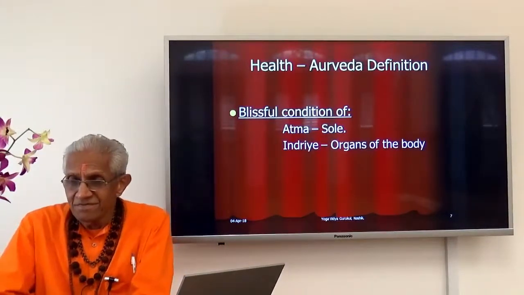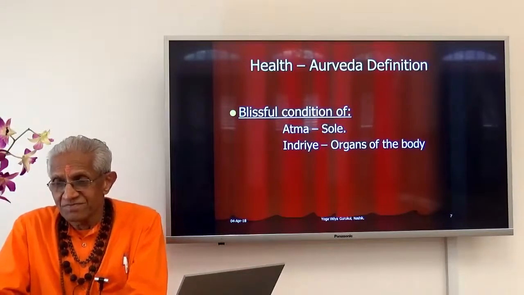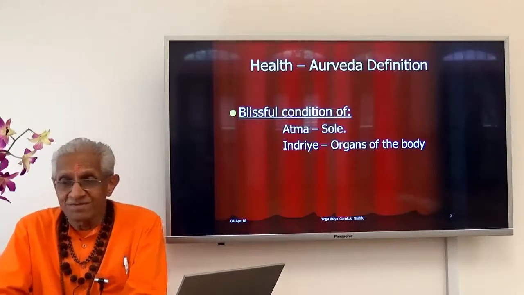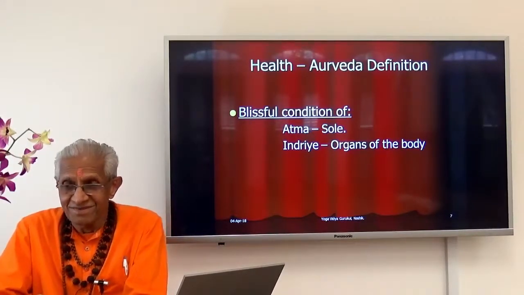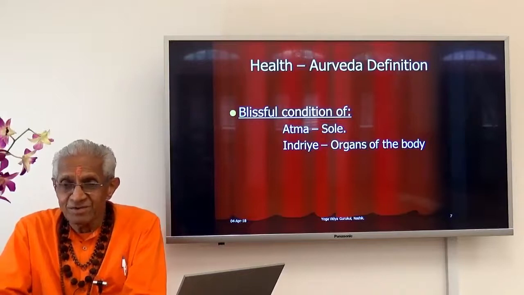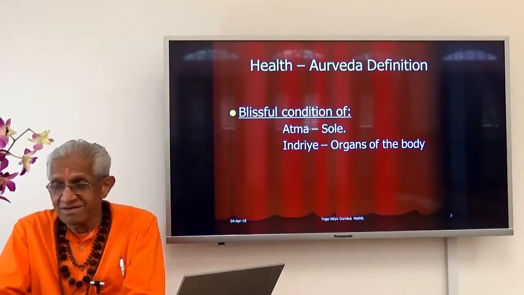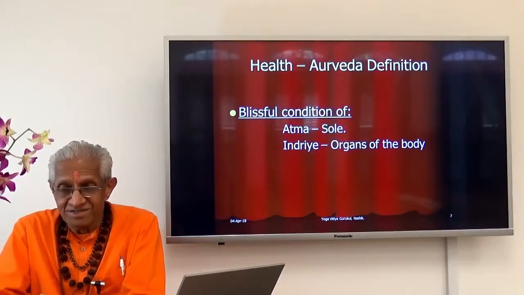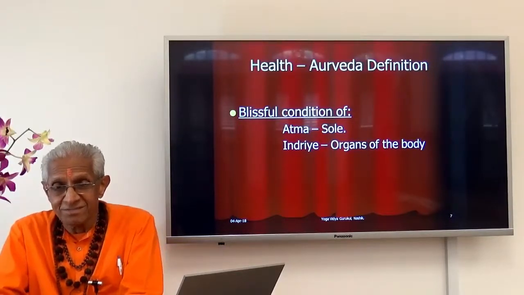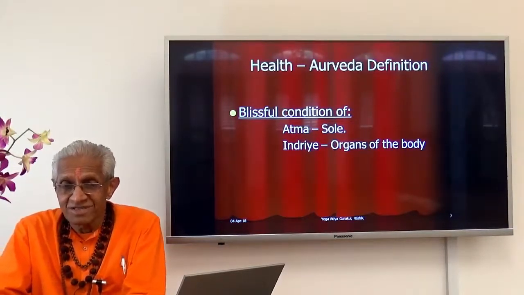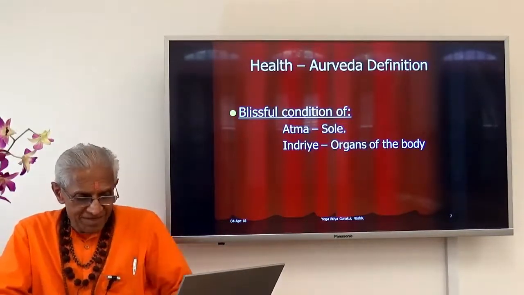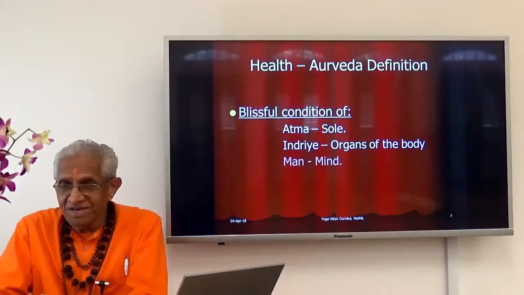Then Indriya is organs. Each and every organ, each and every component of the body must be in a blissful condition. If it is balanced, it is okay. That's a mechanical arrangement. But bliss is a mental status. It's not just a physical one. So initially, Ayurveda explains all these physical components. Now it's coming to the mental status. So Atma, Indriya and Mana. Mana is mind.